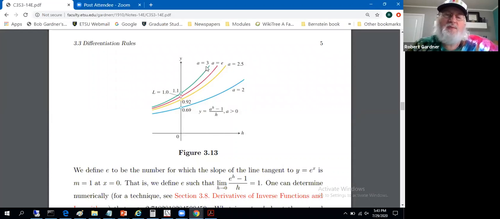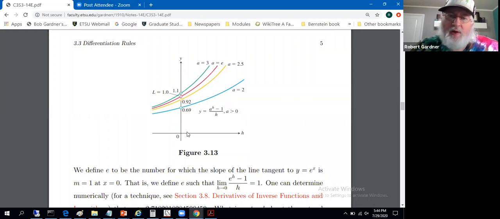For y equals 3 to the x power at 0, we get a slope of a tangent line of about 1.1. At base 2.5, graphing 2.5 to the x power, we get a slope of 0.92. So it's getting close, somewhere between 2.5 and 3. That tangent line should have a slope of 1. So there's some exponential graph that passes through here that at 0 will have a slope of 1.